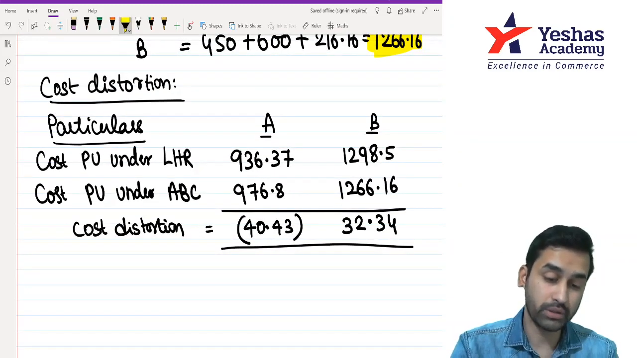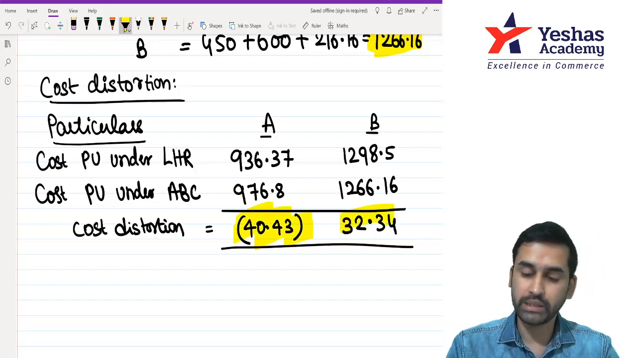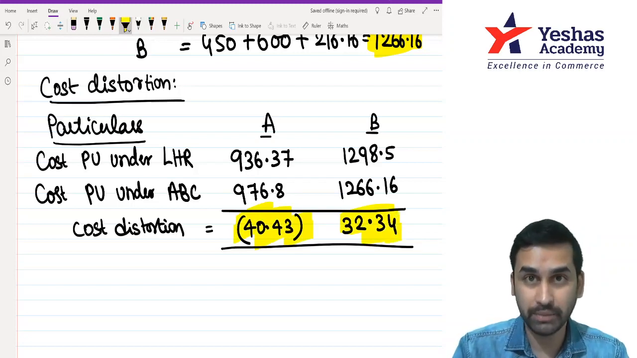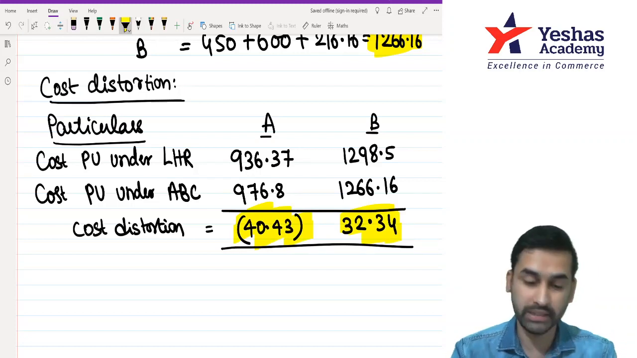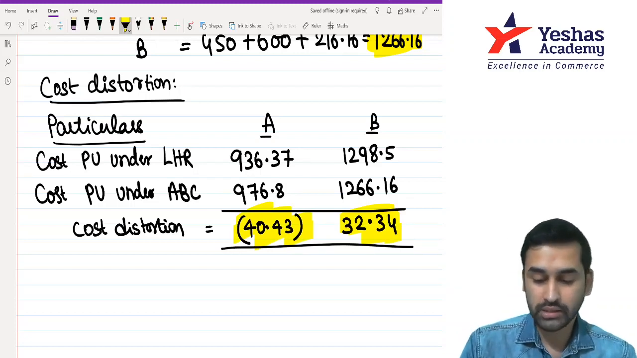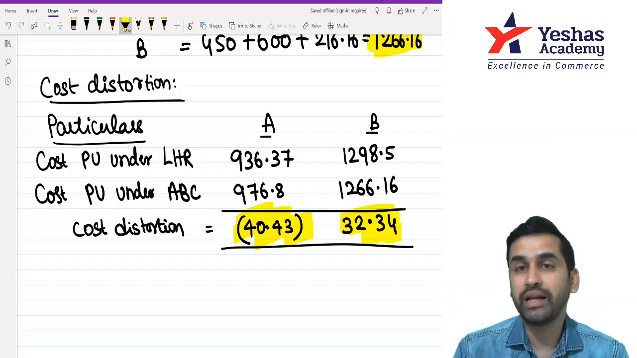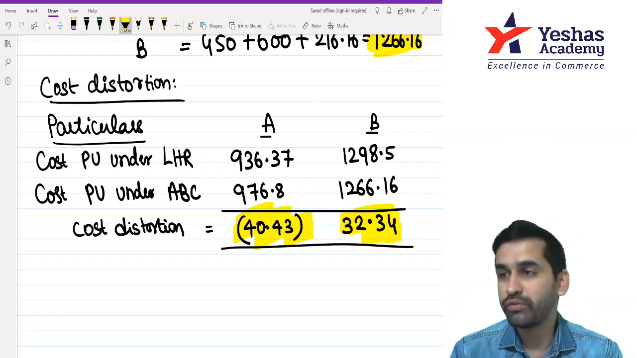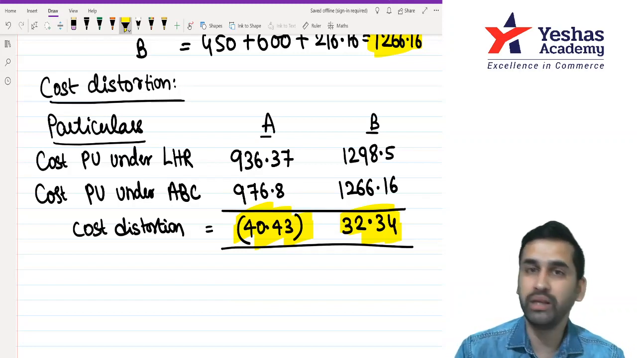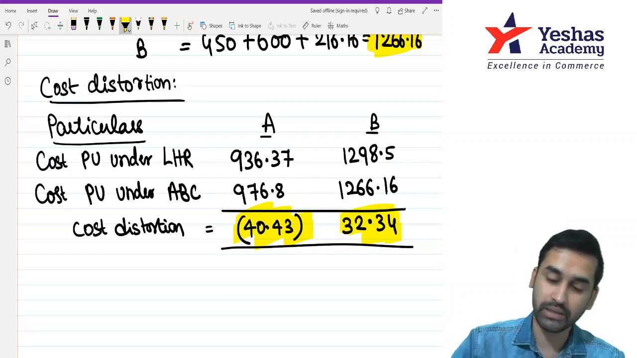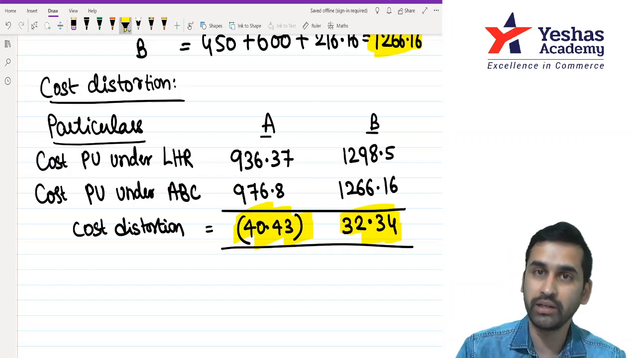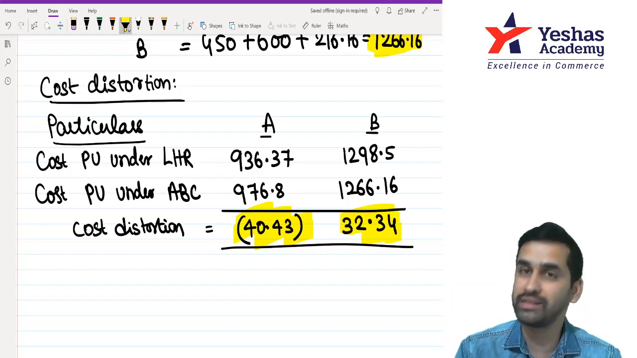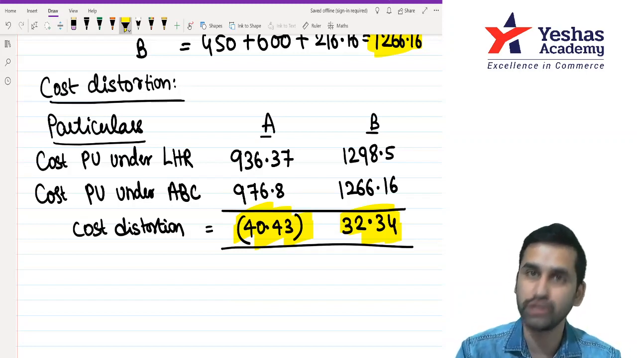Okay, now some students may expect this minus and plus to be the same and the total to match. That will not happen. Please understand. The cost distortion you have calculated is per unit, and the number of units of A and number of units of B are different. So don't expect this negative and that positive to get nullified and the total to be equal to 0. That is not necessary. They will not ask you to do reconciliation.